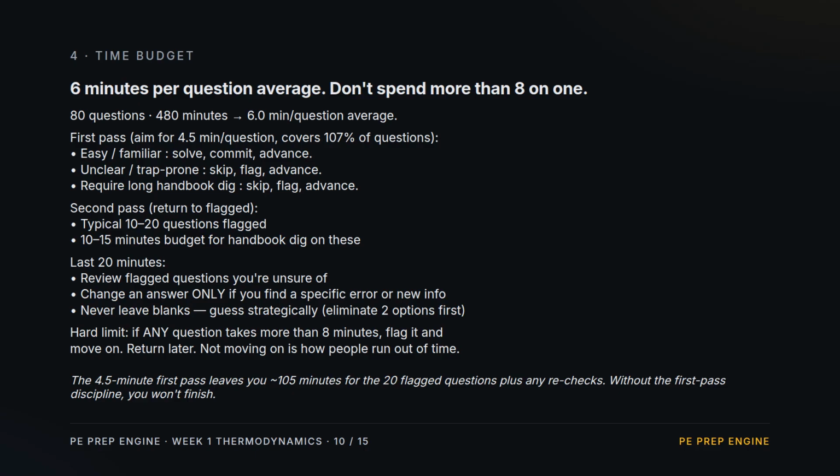Time budget: 80 questions, 480 minutes, 6 each. First pass at 4.5 minutes. Commit the easy ones. Skip and flag the unclear, trap-prone, or long dig ones. Second pass, return to flagged questions, 10 to 15 minutes each. Last 20 minutes, review answers you're unsure of, but change one only on a specific error or new information. Never leave blanks, no guessing penalty, and eliminating 2 options makes it 50-50. Hard limit: over 8 minutes on any question, flag and move on. Not moving on is how people run out of time.